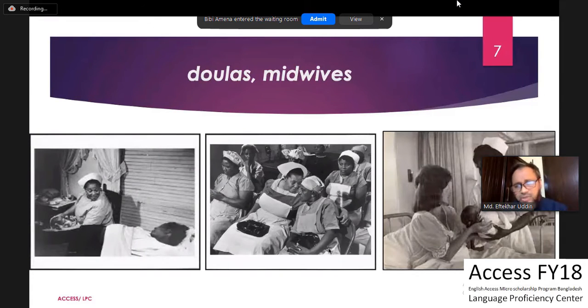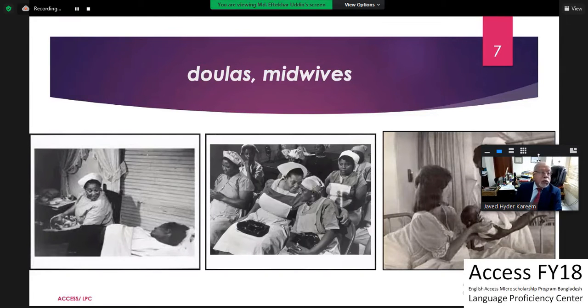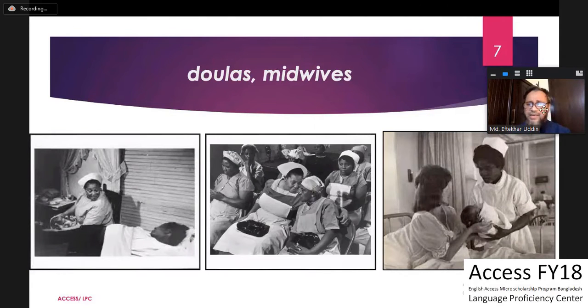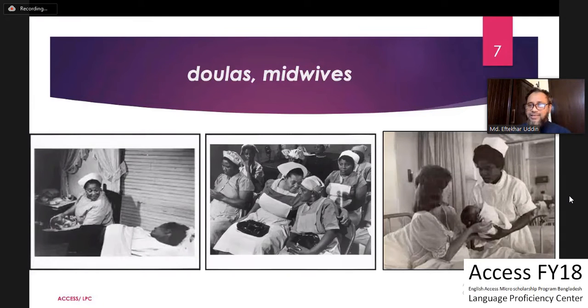So can you recognize these pictures? Who are these people? Can anybody tell? They are nurses and doctors. Okay, they are nurses. Do you find anything special about them? So in Bangladesh also, in rural areas, there are nurses. They are called dhatris. Are you familiar with those? Dhatris for childbirth. They are helping. Yes, okay.